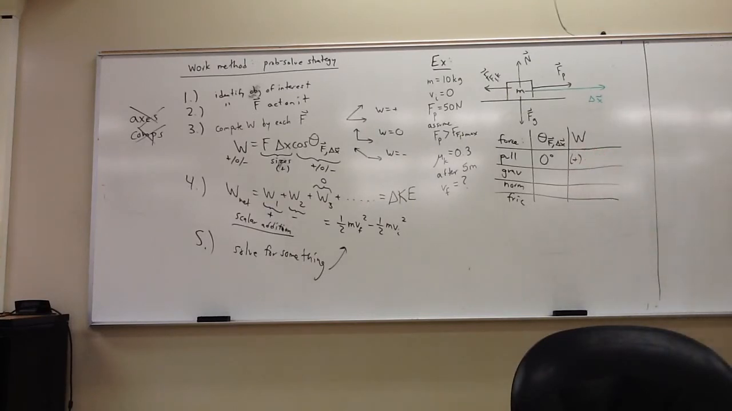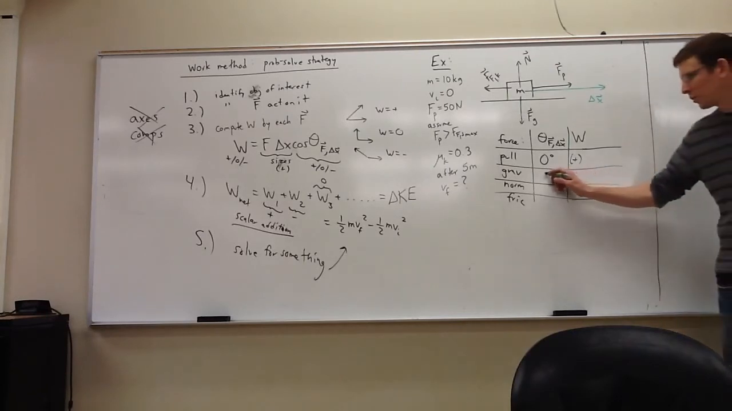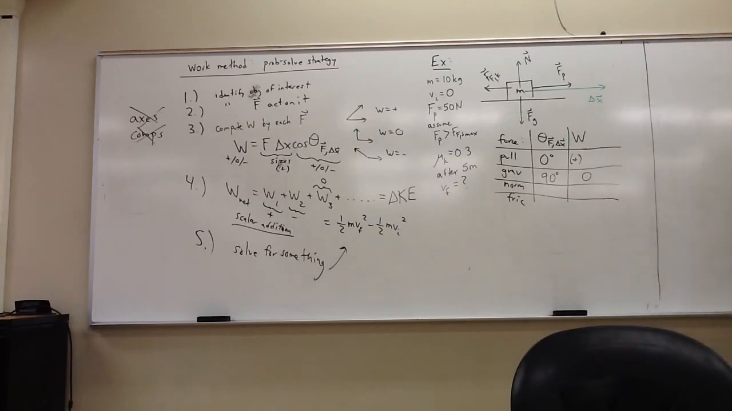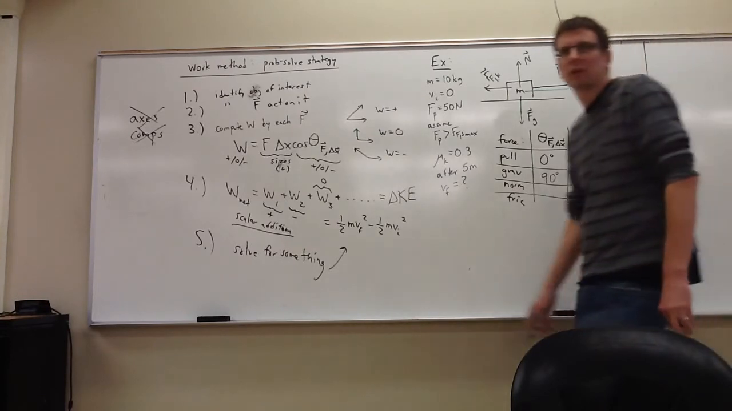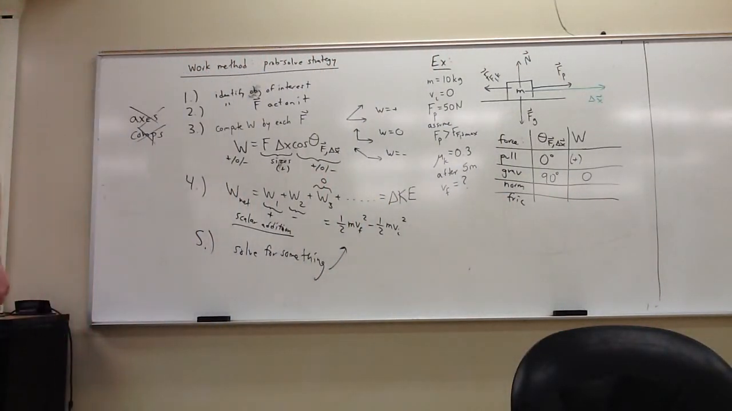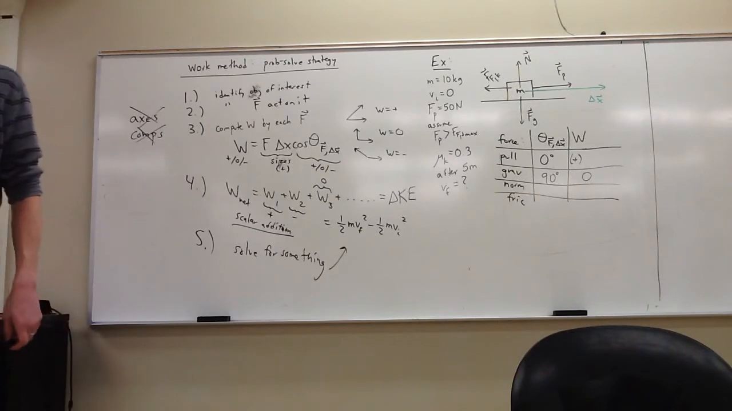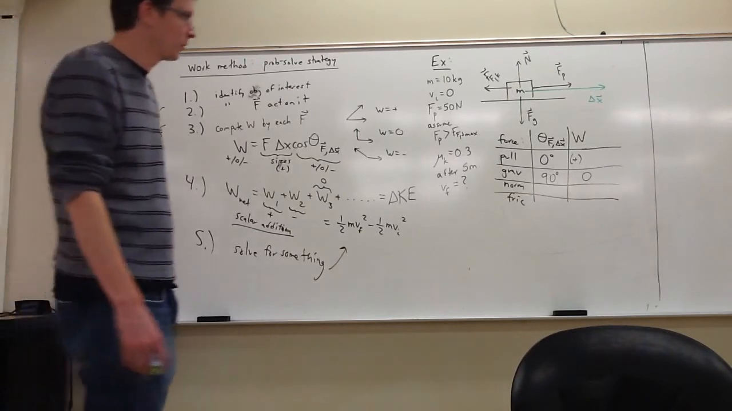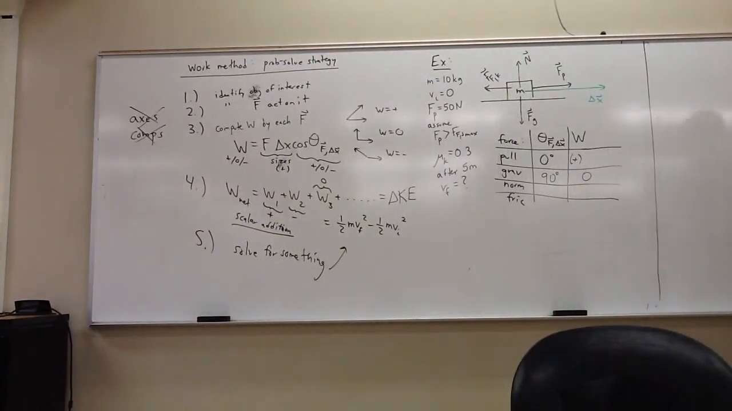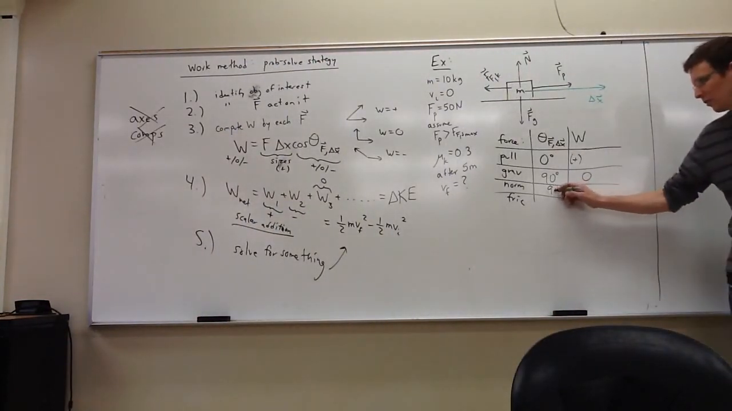What's the angle between the gravitational force and the displacement? 90. So what's the work going to be? 0. This force does not help or hurt the motion. It actually acts perpendicularly. I'm not saying the force is 0. I'm saying that the force doesn't help you go faster or go slower. It actually acts at 90 degrees to the motion. What's the angle between the normal force and displacement? 90. Another work that's 0.